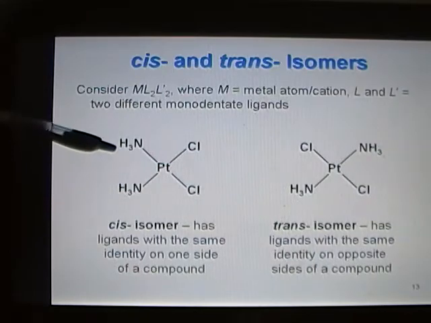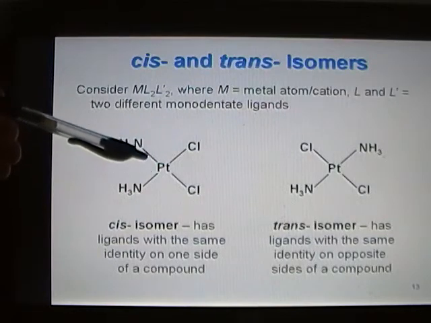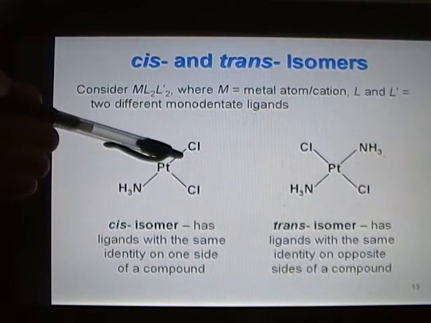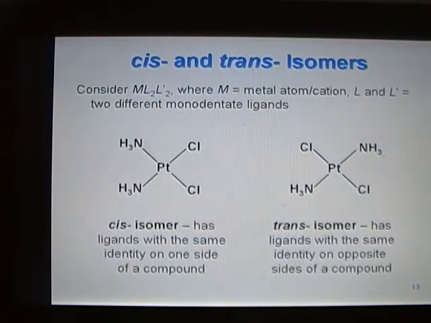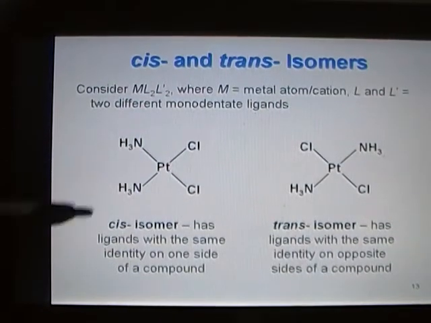In the first complex, you see two NH3 groups that are 90 degrees from one another, and you see two chloro groups that are 90 degrees from one another. In organic chemistry, we would say things that are bonded to the same side of an alkene are cis to one another. And that works the same way in coordination chemistry as well. Since two NH3s are bonded to the same side of the complex and are 90 degrees from one another, this is known as cis.